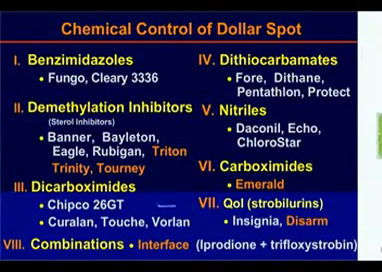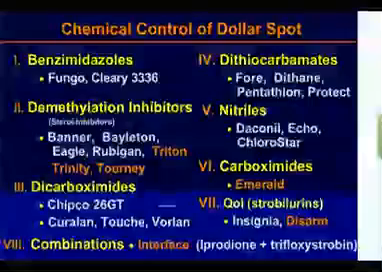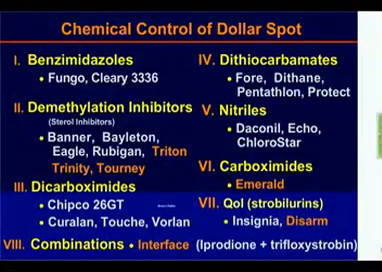And then finally, the QoIs. The QoIs are a very broad spectrum chemistry. Products like Insignia, Disarm, and Compass are very effective for a number of diseases. Bread and butter diseases for this group would definitely be the root diseases, your summer patch, your take-all patch, even some of the warm season root diseases. But really, when it comes right down to it, they will suppress dollar spot as well.